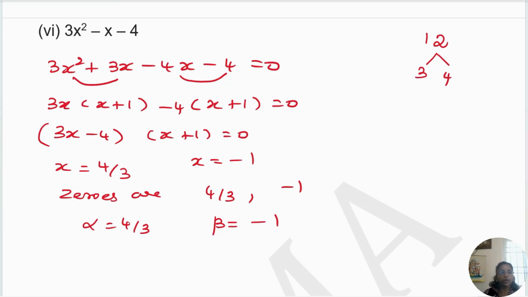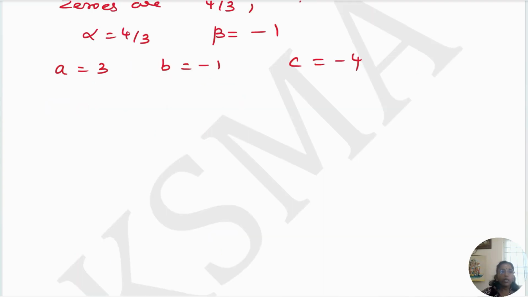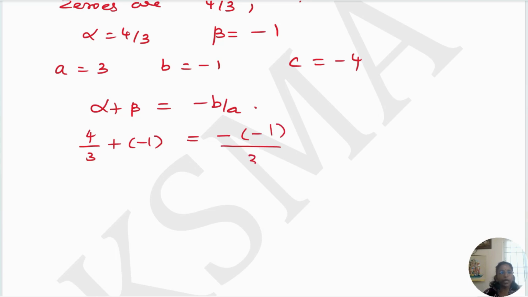And for the verification process, a value is 3, b value is −1 and c value is −4. For sum of zeros, alpha + beta is equal to −b/a. Alpha is 4/3 plus beta value is −1. Here minus of b value is −(−1) divided by 3. So here take LCM, 3. So 4 − 3 is equal to, here minus of minus, so plus 1 by 3. So 1/3 equals 1/3.